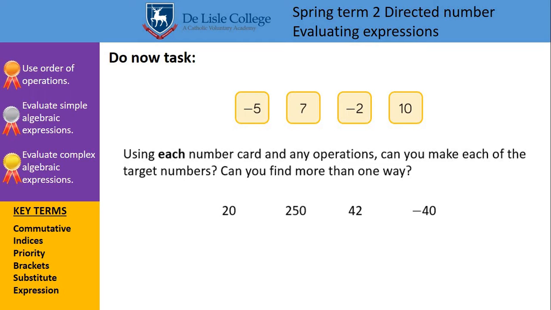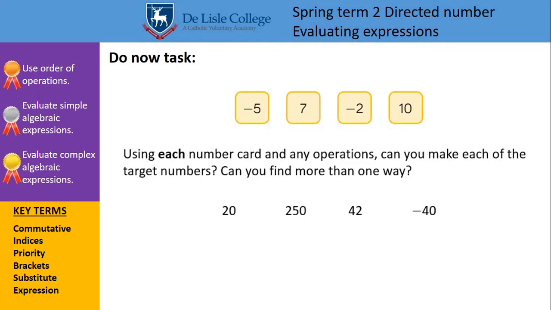Okay, welcome back then. So hopefully we've found at least one way to make each of those numbers. Obviously there's loads of different methods you could use, so I'll just run you through a quick example for each one. Perhaps to make 20, you could have gone with -5 and squared it, so -5 times -5 gets us to 25. And then if you do 10 divided by -2, that gets you -5. If you were to add 25 and -5 together, you would get 20.